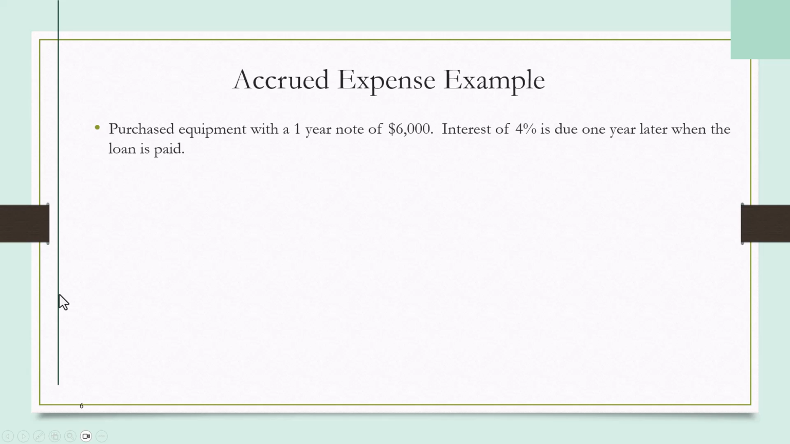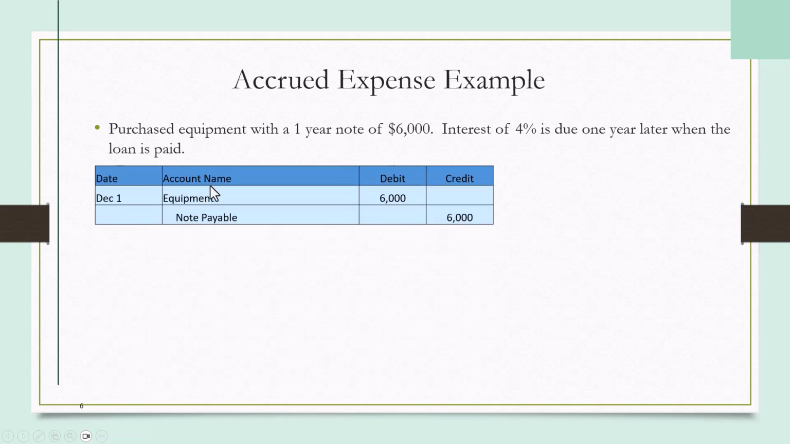The first example is a situation where the company purchased equipment with a one-year note of $6,000. The interest rate is 4%. I tried to keep this example as simple as possible so that I could explain the concept. Basically, they're borrowing $6,000 to purchase equipment, and they're going to pay that $6,000 back a year later, and they're going to pay the interest a year later.